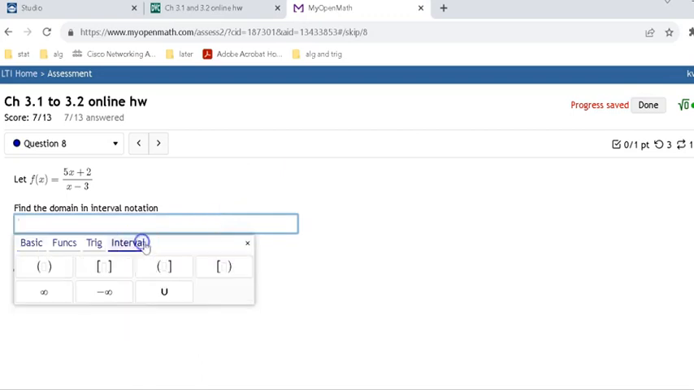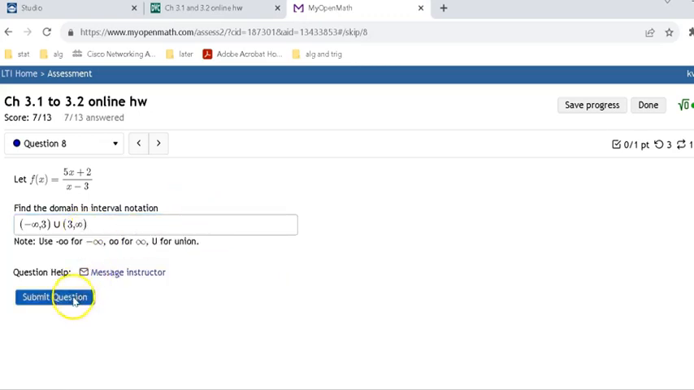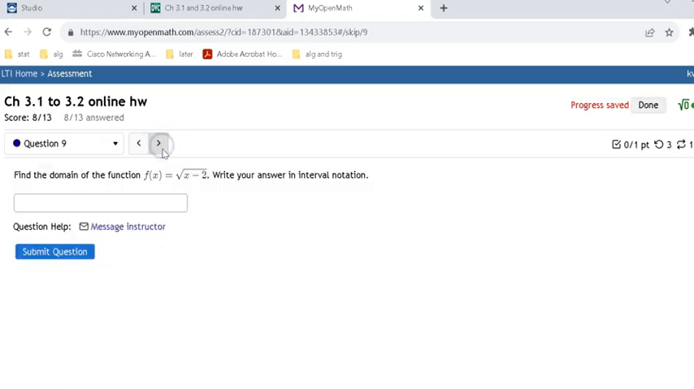So be in the interval that cannot be 3, like that. Negative infinity, comma 3, but not including 3, union 3 to infinity. So it's just all numbers except 3. This is the long way to write it.